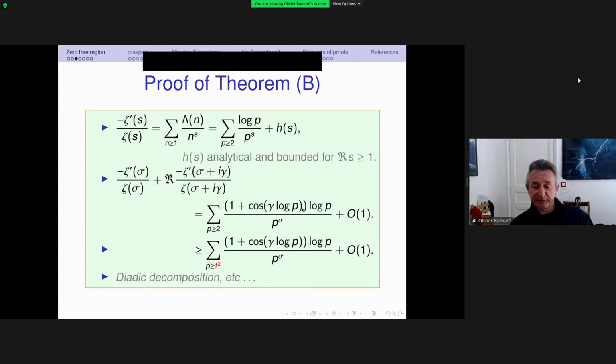The consequence of non-negative is that you can throw away the terms that you don't know how to control. So you can limit your summation to p larger than t squared. And then you use dyadic decomposition. You have a lower bound for this part, and you get the theorem that I stated. So once you have theorem A, getting a zero-free region is real easy.